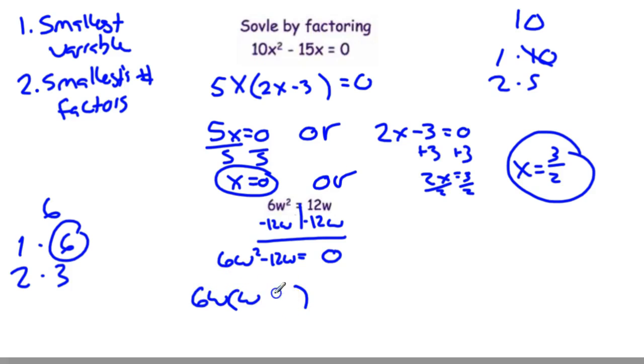Well, that is 2, and it's being subtracted. W divided by w is just 1. 2 times 1 is just 2. So we have that, and it equals 0.